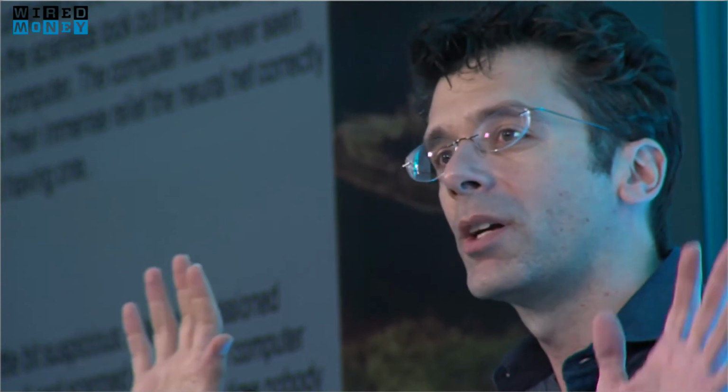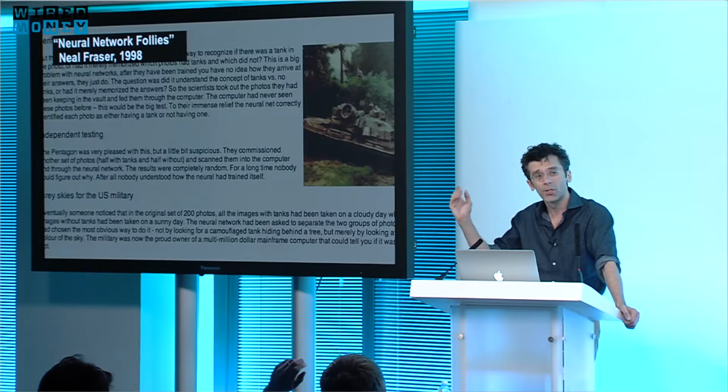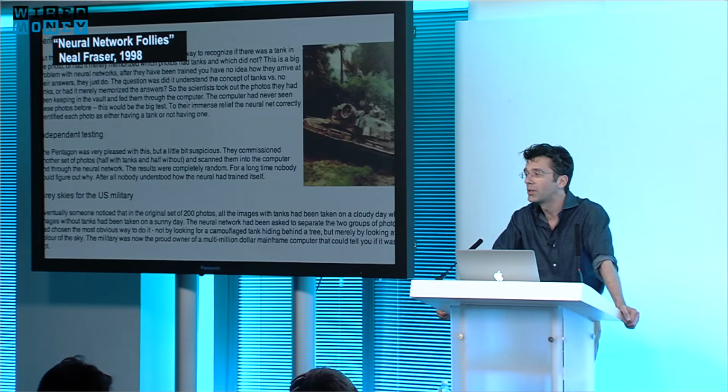And just like what I showed you with the genetic algorithm a minute ago, we're not even going to say what a tank is, right? It's unstructured, just go. And they trained it with 100 photos that had a tank in it and 100 photos that didn't, and it worked out really well. And then they went to test it and threw a bunch of other photos that had tanks in them and didn't, and it was total and utter chaos.